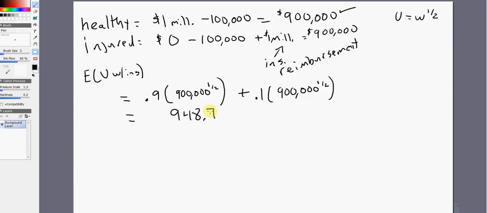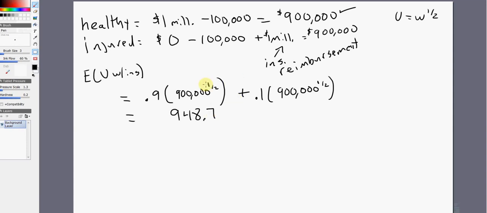So one thing to note here is that this golfer is risk averse. This golfer gets a higher level of utility from a guaranteed $900,000 than facing a gamble or a risk with an expected value of $900,000. Okay, so this is what it means to be risk averse.